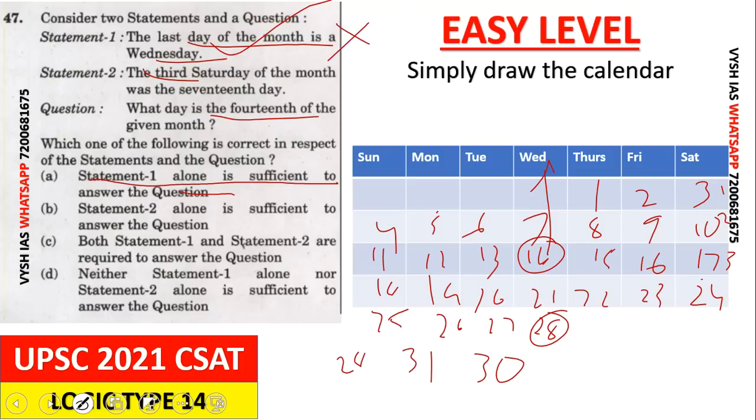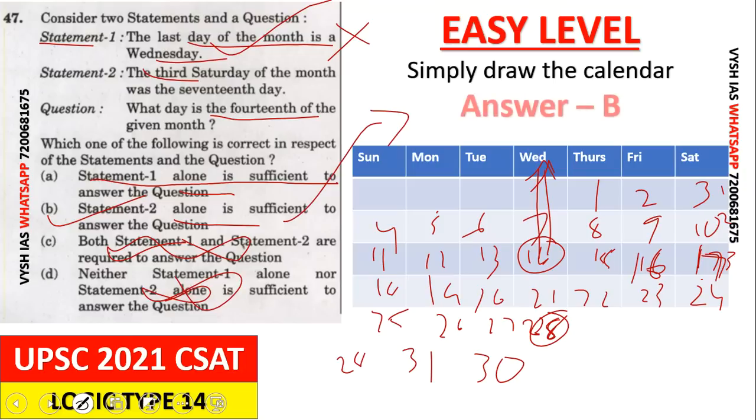No. With this last day of the month, we can't tell anything, because we don't know whether 28 is the last day or maybe 31 was the last day of this month. So this first statement doesn't give us any help. Statement 2 alone is sufficient to answer the question? Yes. I just wrote 17 here and they're asking the 14th day. I just need to write 16, 15, 14 and I get it as Wednesday. So statement 2 alone is sufficient. Are both statement 1 and statement 2 required? No. Neither statement 1 alone, that is also wrong, because statement 2 helps me get the answer. So we have solved that as well.